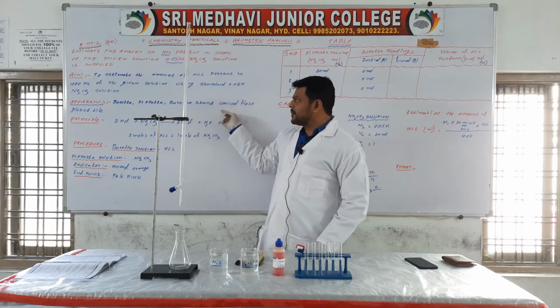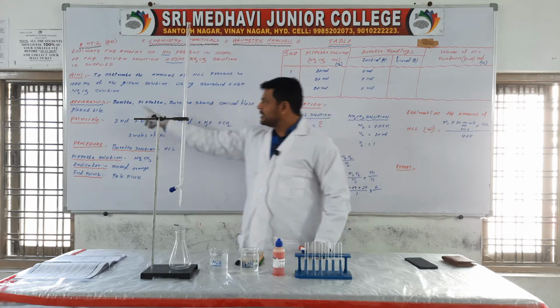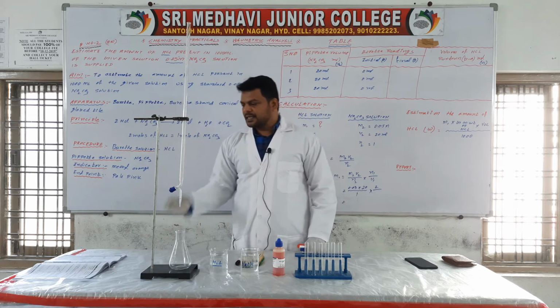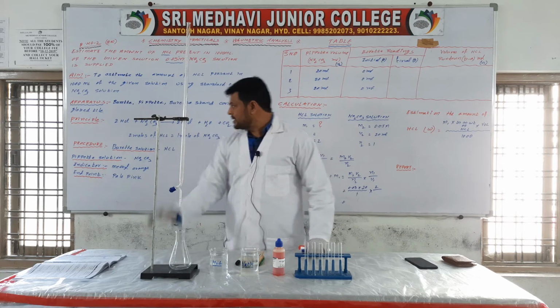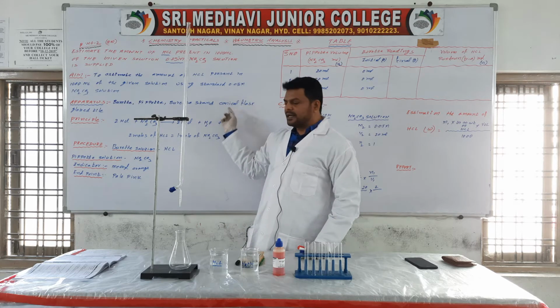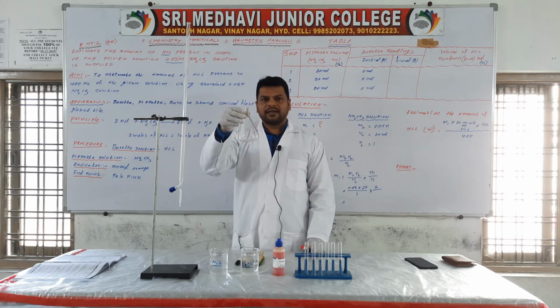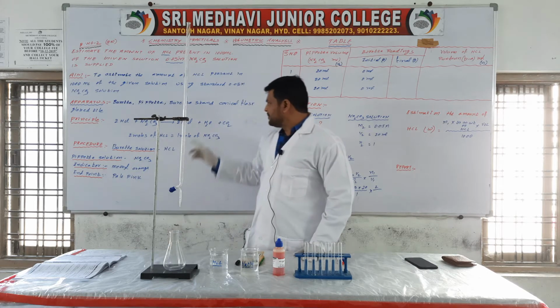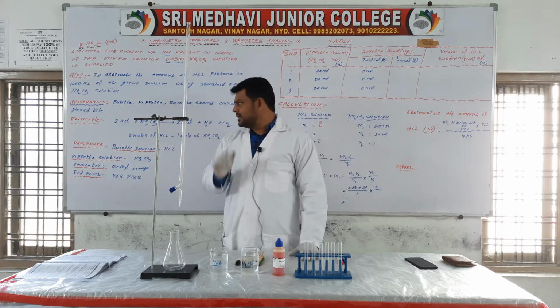Okay, next apparatus. So you have to see the burette, it is a burette. Next pipette, it is the pipette. And then burette stand, it is the burette stand. And then conical flask, it is the conical flask. We have to use 250 ml volume. And then a glazed tile we may use.